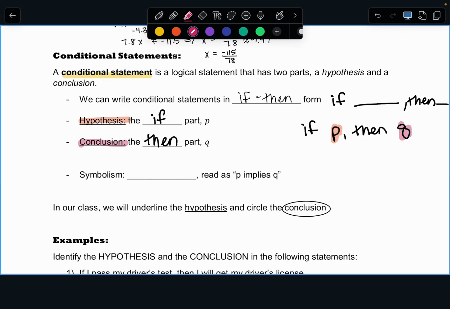And typically we even shorten it more than this. Instead of writing if-then, we will often use the symbols P with an arrow pointed to Q. And this is P implies Q. If P, then this happens. Think of your arrow as then or implies. So if P, then Q.